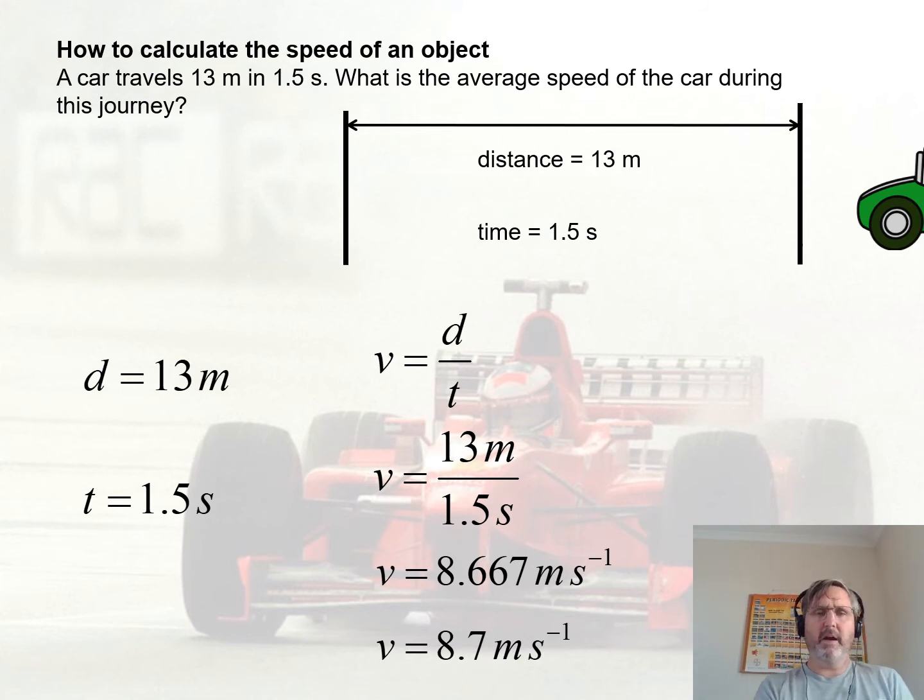So here we are, we've calculated the velocity using the equation v equals d over t. We replaced the d and the t with their actual values, and we came up with an answer. So we have now done our first physics equation. It's really just an algebra equation. We substituted numbers in for letters.